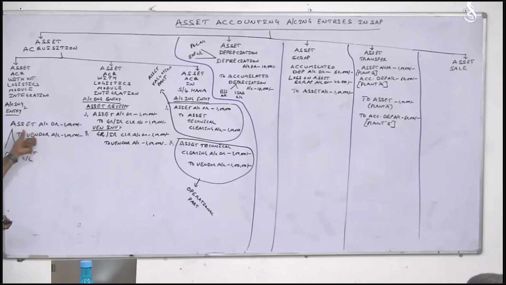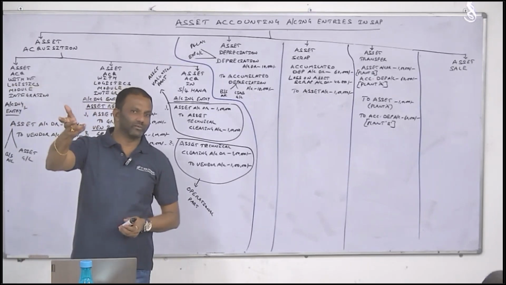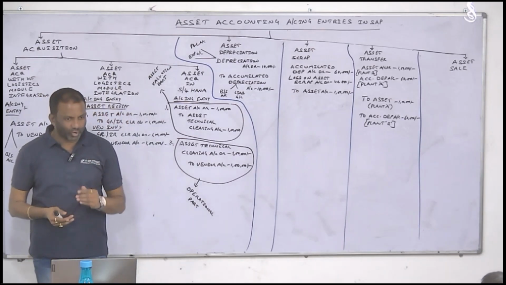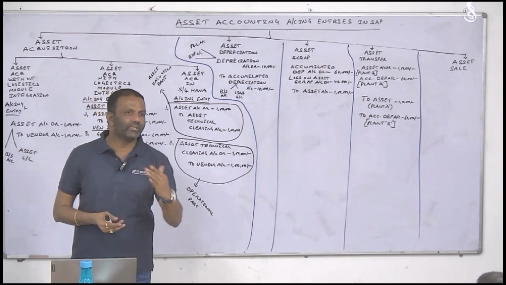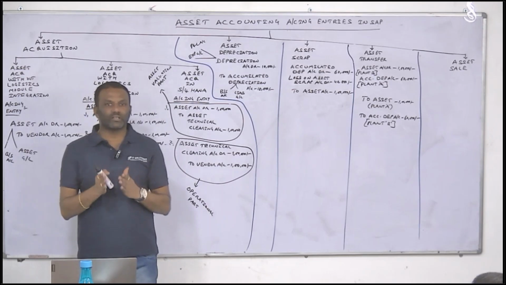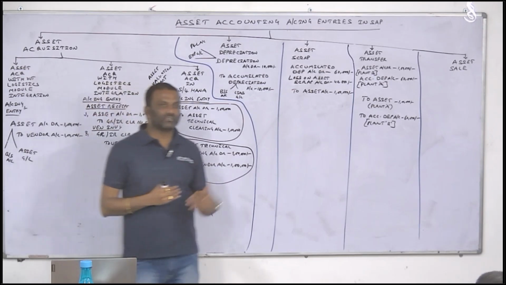But you should not use vendor. We should create one more account and do that. If you want to capitalize that one amount also to the asset, you can add it. But it is totally based on the client call, whether they want to see it as expenditure or whether they want to capitalize that particular amount also.